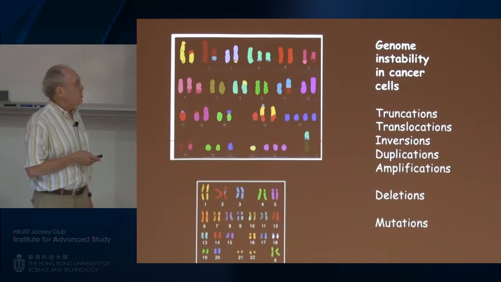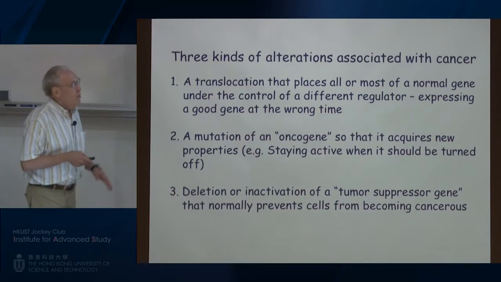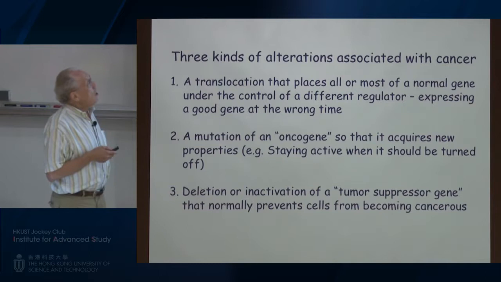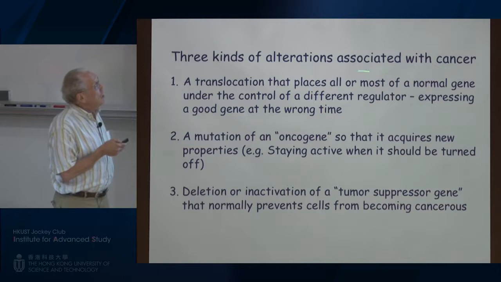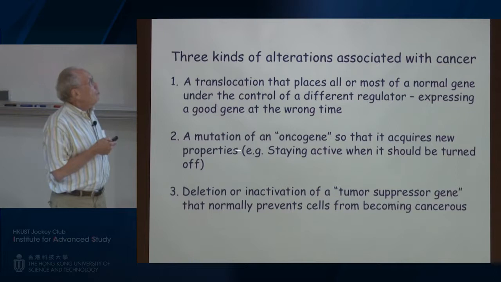So the last overview of the cancer problem is that there are, I am simplifying a huge field to three rules, but very useful. There are these translocations that place a gene or a part of a gene under the control of a different regulator. Then there are mutations in a set of proteins called oncogenes, so that these mutations acquire new properties.